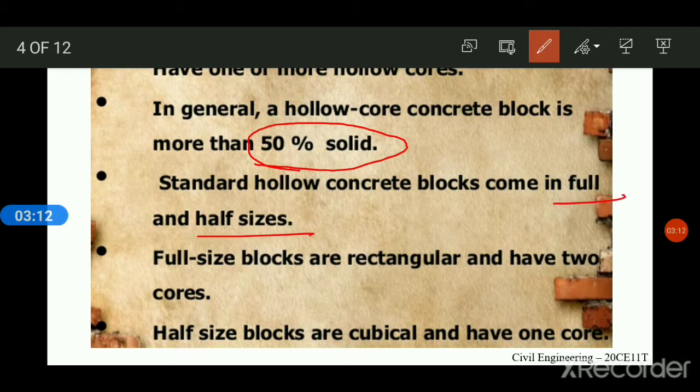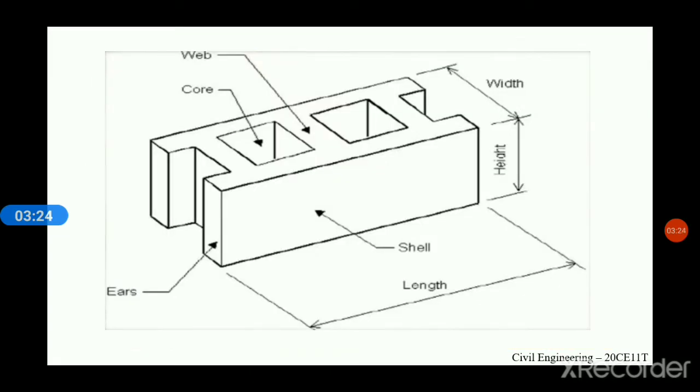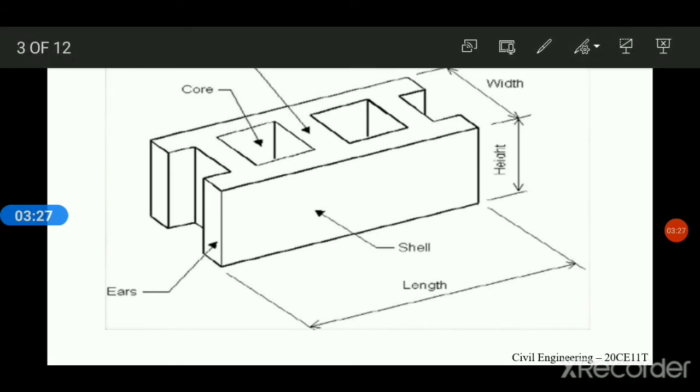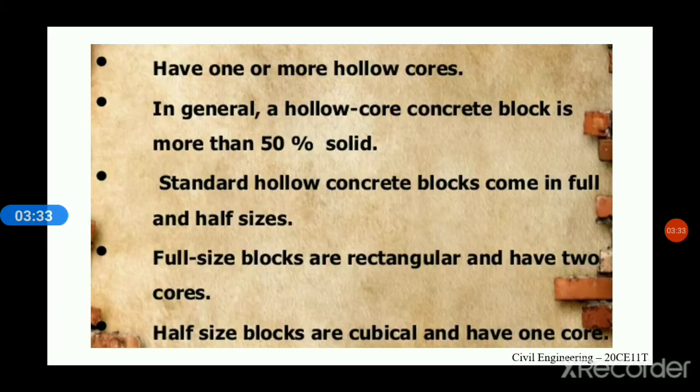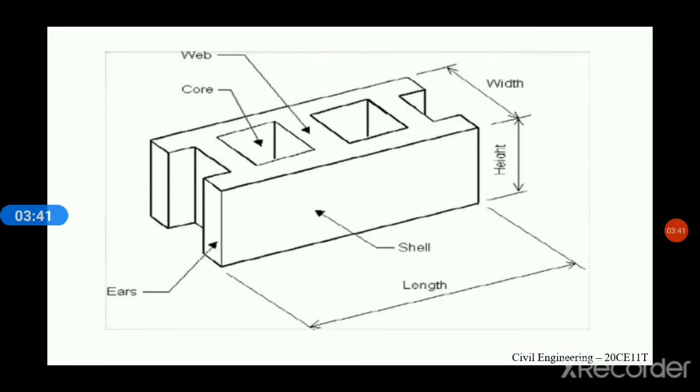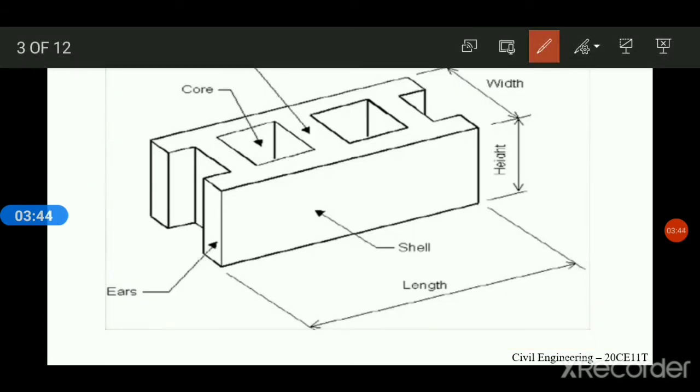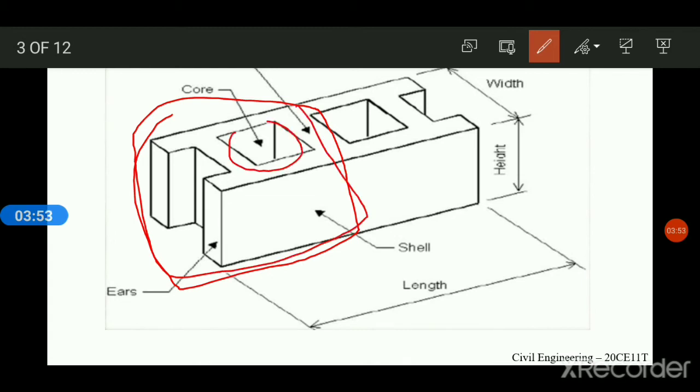Full size blocks are rectangular and have two cores. Like this, a full size block is rectangular here and will have two cores like this. Half blocks may be cubical and will have one core. So if it is a half hollow block like this, it will be cubical and will have only one core.